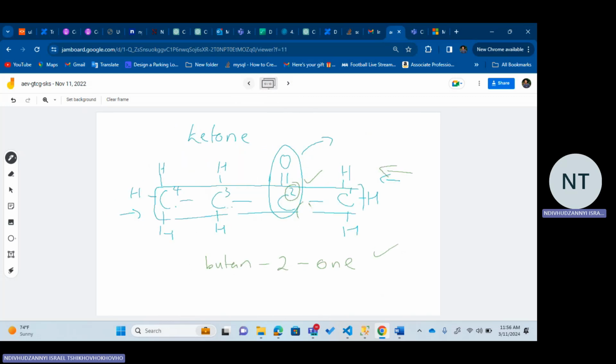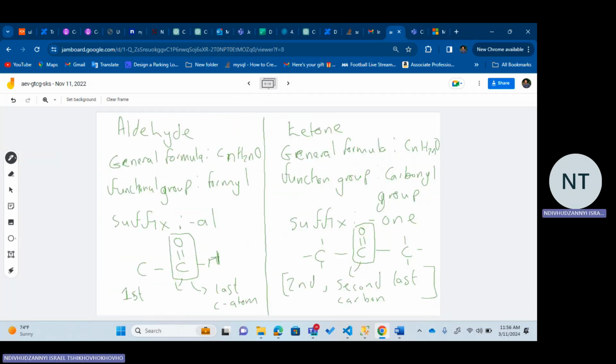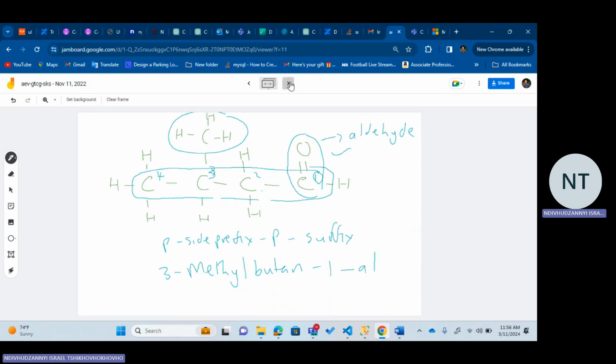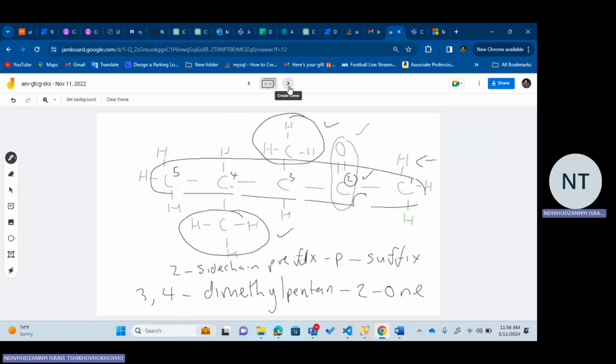So just for a recap, we did aldehyde and ketone. The general formula is the same, but the functional group is different. For aldehyde it is formyl, then for ketone it is carbonyl. Then the suffix is al for aldehyde, and the suffix for ketone is one. And this is how you identify one for aldehyde, and this is how you identify one for ketone. Then I did a few examples for aldehyde, and also a few examples for ketone.